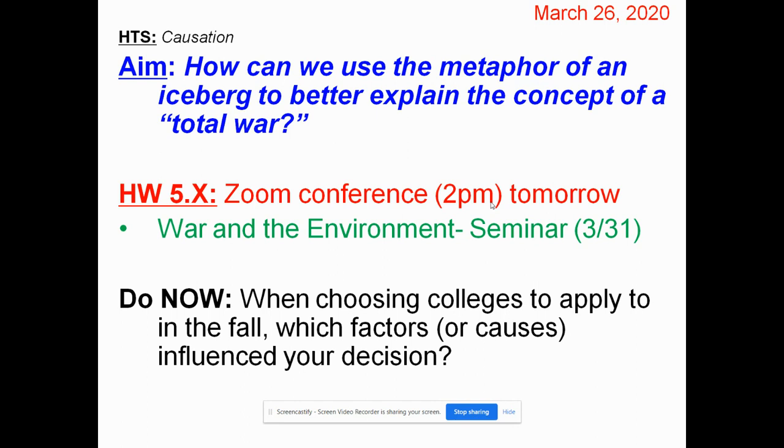Below that, you'll see that I am going to try to have us do a seminar next Tuesday, the 31st of March. And it's on this article that looks at the relationship between wars throughout human history and the environment. I find it to be a really interesting read. I will put up that document tomorrow as well, and I'm going to give you Monday, March 30th in class, like that period, to actually read through that document so that you're prepared for the seminar.